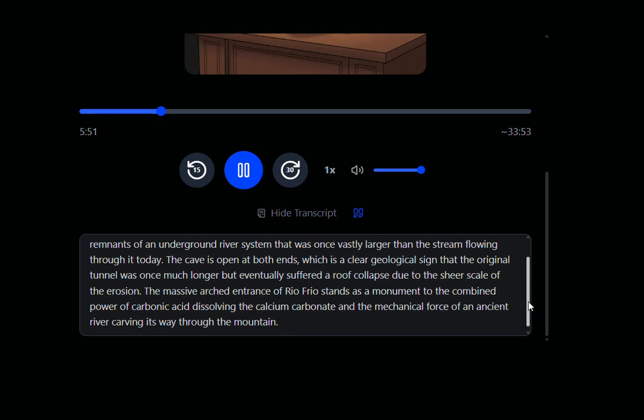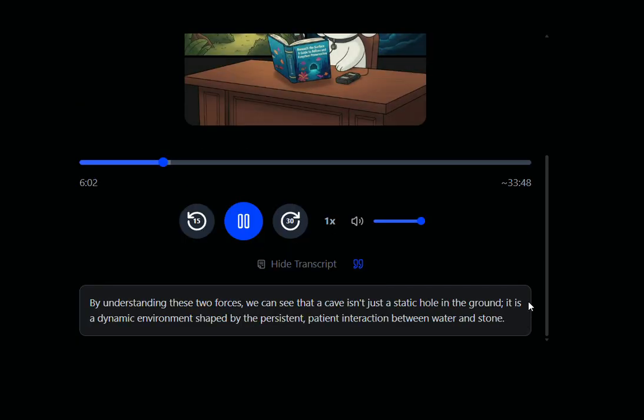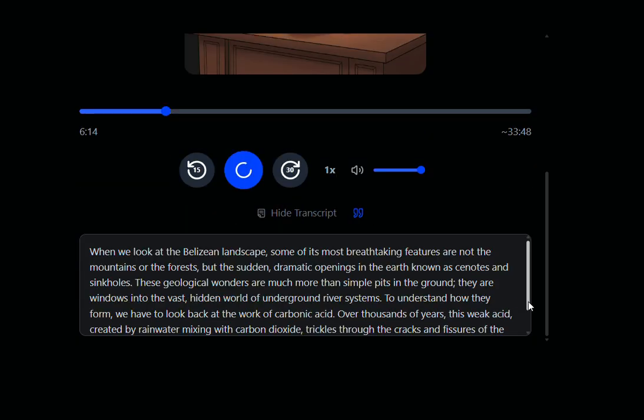The massive arched entrance of Rio Frio stands as a monument to the combined power of carbonic acid dissolving the calcium carbonate and the mechanical force of an ancient river carving its way through the mountain. By understanding these two forces, we can see that a cave isn't just a static hole in the ground. It is a dynamic environment shaped by the persistent, patient interaction between water and stone.